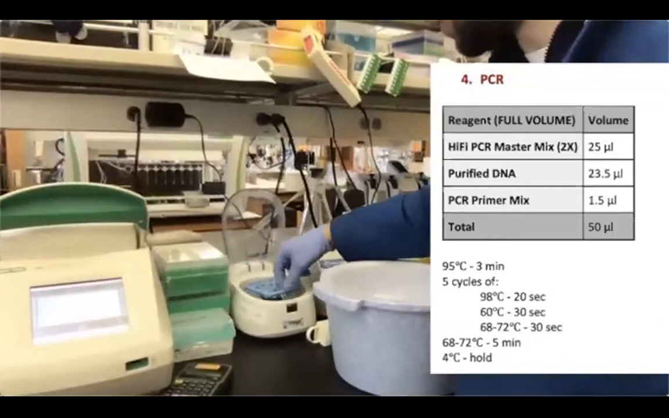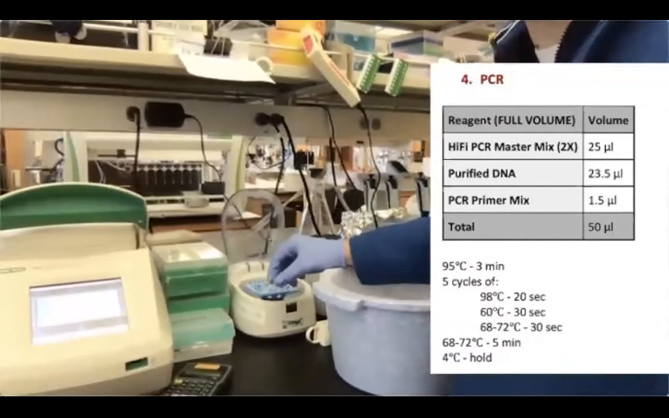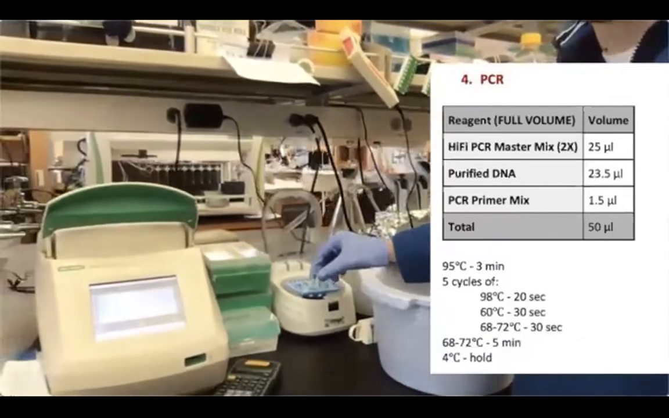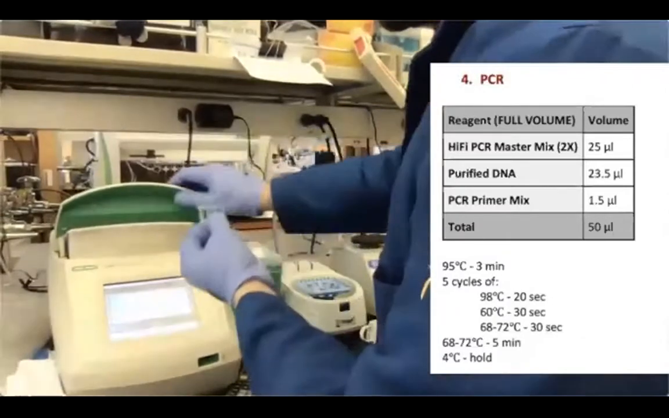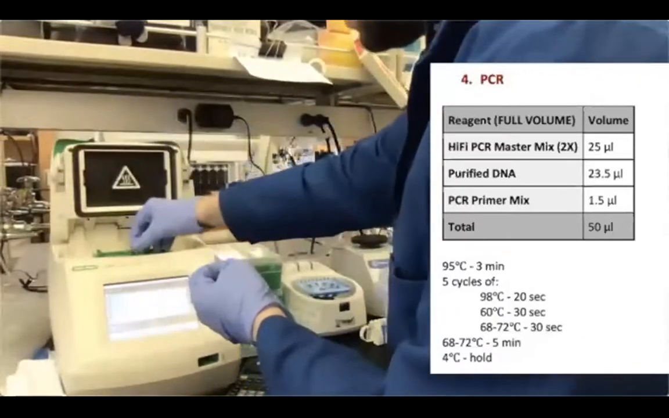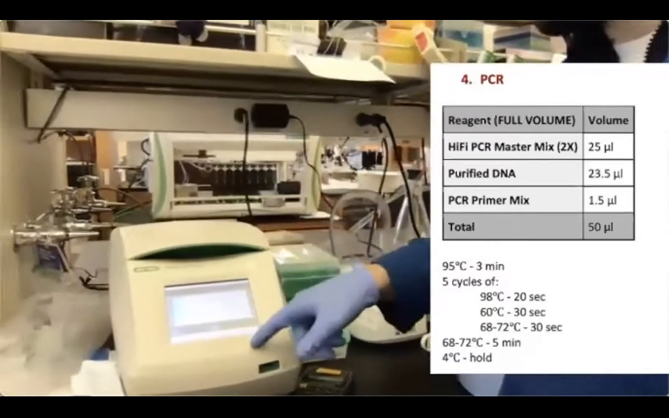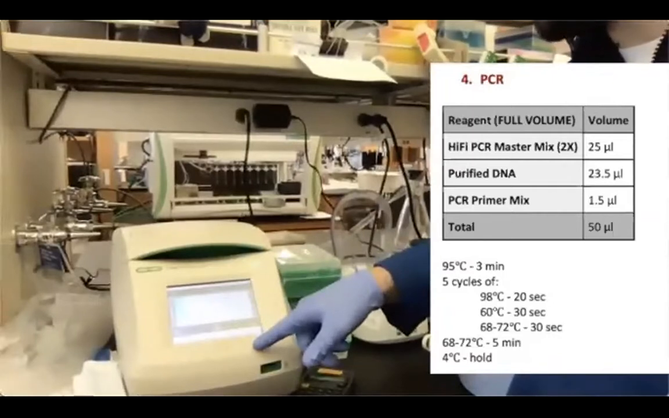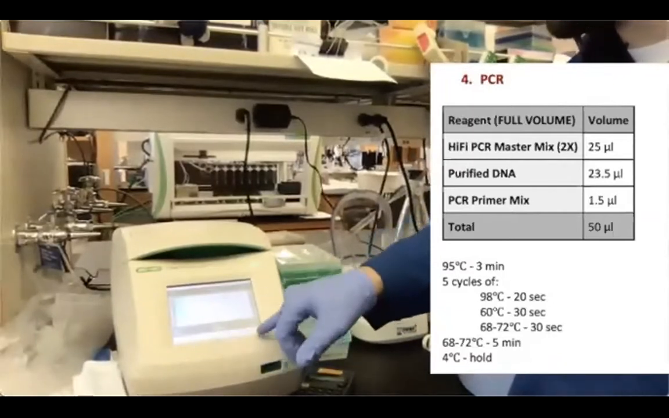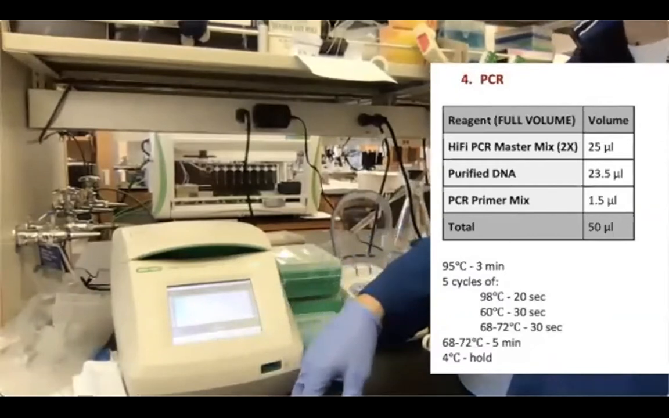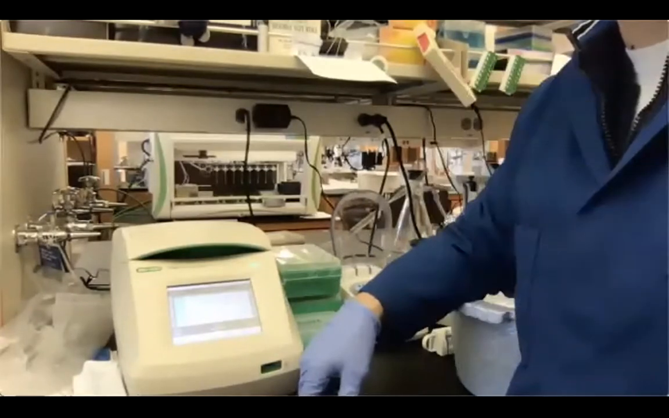Remember, 23.5 microliters from the purified adapter ligated DNA, 1.5 microliters of primers and 25 microliters of the PCR master mix. This in here, and the program is already set. We're doing 5 cycles of PCR, so it's quite quick. It's about 15 minutes, and then once it's done, we come back, we perform the final purification, and then we are ready to load it on the TapeStation.